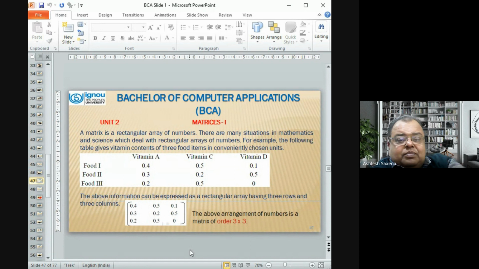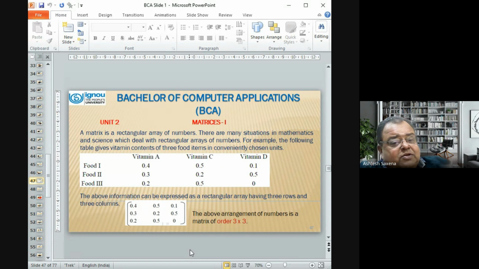A matrix, we have seen everything now. As per what we have, sometimes I've used a shortcut. Now it will be an elaborate awareness of the concept. A matrix is a rectangular array of numbers. There are many situations in mathematics and science which deal with rectangular arrays of numbers. For example, the following table gives vitamin content of three foods in conventionally chosen units.